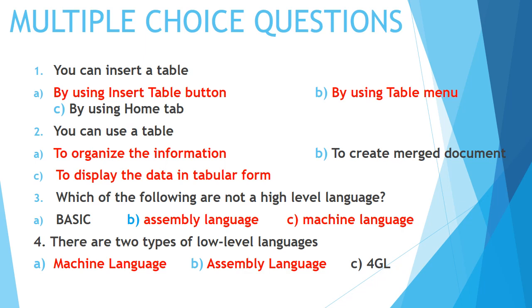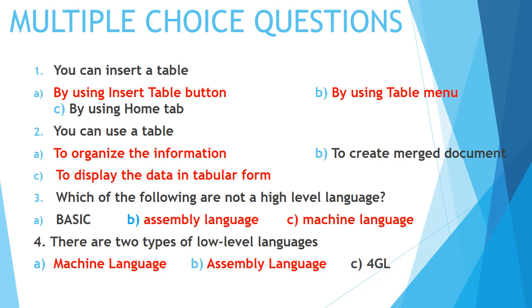Understood? Next question, which of the following are not a high level language? Options are given: basic, assembly language, machine language. Here there are two correct answers. Assembly language is not a high level language, and machine language is also not a high level language. So here also there are two correct answers. Both you have to select.